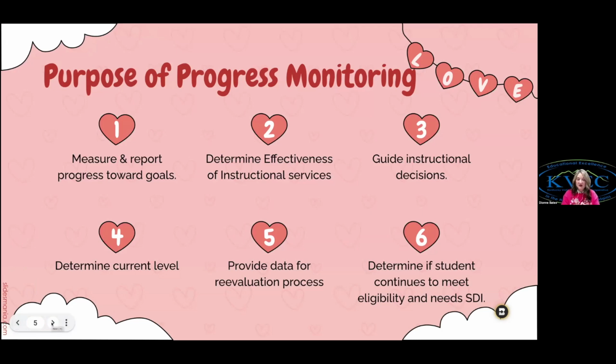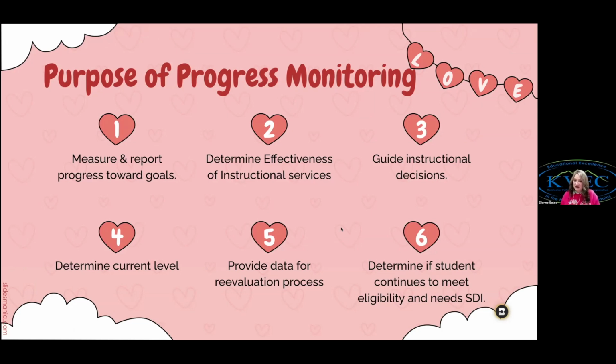So the reason that we do progress monitor is that we have to report, right? Part of that regulation is that we have to measure and report progress toward students' goals. But it helps us decide if what we're teaching is working. And if we think that what we are doing is working, but the data tells us it's not, it allows us to make other changes to the instruction. We can see where the students are currently at. We also then have data for a reevaluation, right?